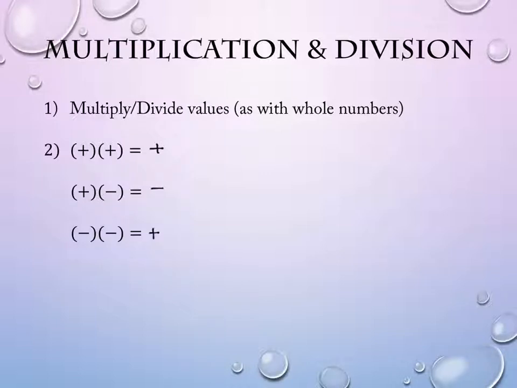Not only that, but honestly, no matter how many positives and negatives there are, if there are an odd number of negatives, you're going to get a negative. I'll show you why with an example here in a second. And if there's an even number of negatives, you end up getting a positive.